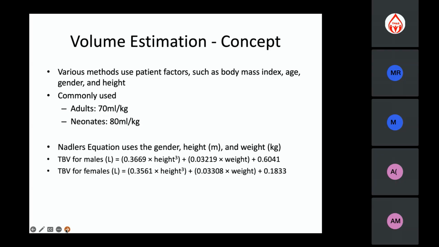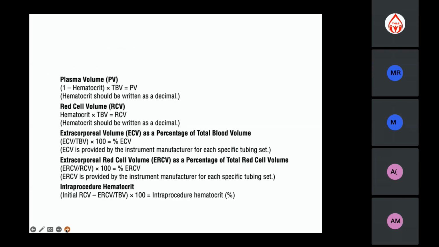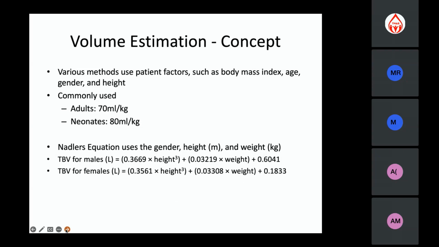The apheresis equipment adopts three demographic factors: gender, height, and weight. The formula used is Nadler's equation, which is different for males and females. This is the formula for Nadler's equation for males and females. By this formula, we will be able to estimate the total blood volume.